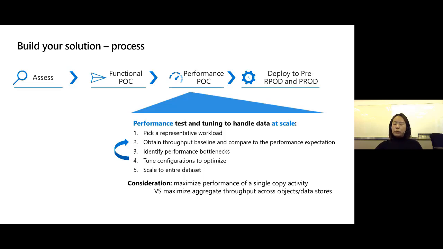And there's always a balance between: do I need to maximize the single copy activity or the aggregated throughput across the objects or data stores? Actually, the latter is more important for an end-to-end solution. So when you do the performance test for a single copy activity, you don't need to test all the combinations, which is a waste of time. By default we already provide some moderate throughput. You can tune and get to a stage that is good enough for your case. Then you can test the end-to-end solution to get the baseline of that and further tune that perspective as well.